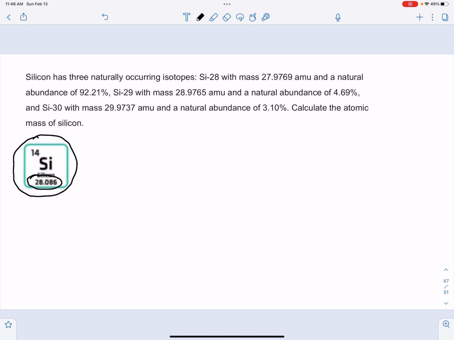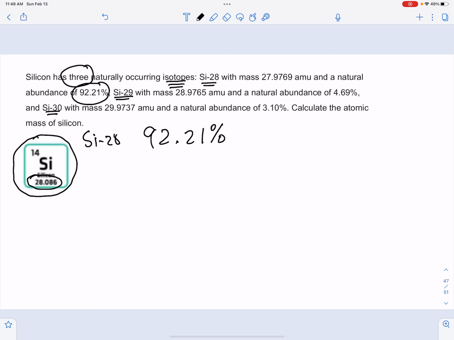So they took a sample of silicon to the lab and they determined that there were 3 isotopes. One of them was silicon 28, the other was silicon 29, and the other one was silicon 30. The percentage of silicon 28 was 92.21 percent. That was silicon 28.